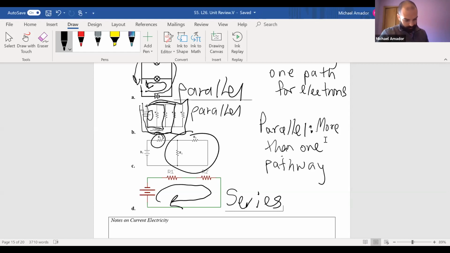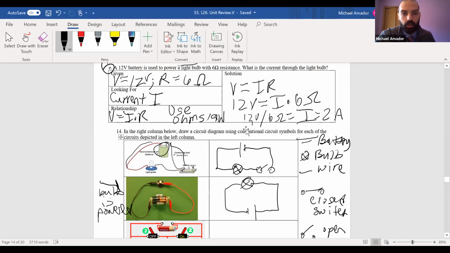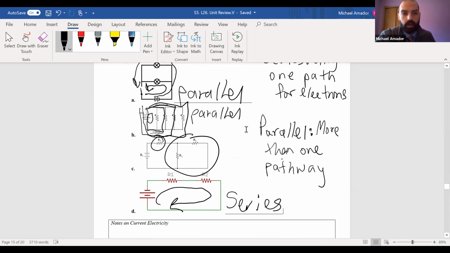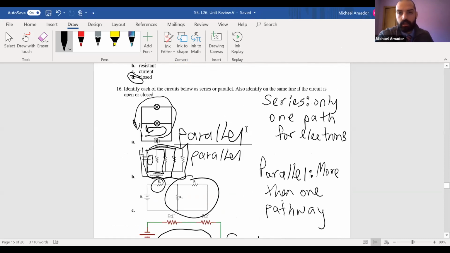All right. Any questions? Any questions on Ohm's law, on finding voltage, power, energy, or the difference between parallel and series circuits?